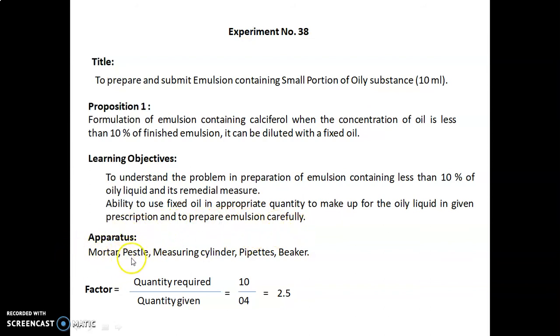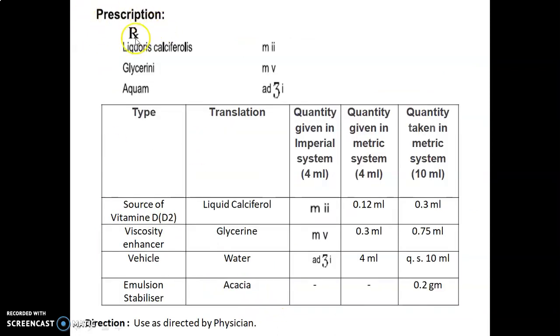Apparatus required are mortar, pestle, measuring cylinder, pipettes, beaker. Factor is calculated as quantity required upon quantity given, which is 10/4, that is equal to 2.5 ml. The prescription is given over here, which is denoted by the symbol Rx. This prescription is given in Latin. We have this formula table.